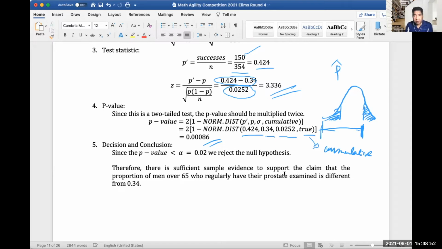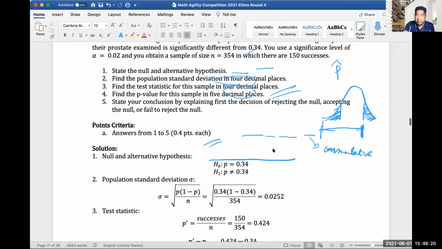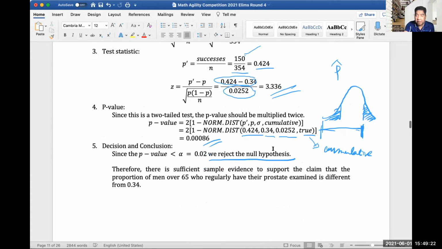Okay, so let's now move to the fifth question, which is the decision. Let's compare the value of our p-value to alpha, which is 0.02. Since our p-value is less than our alpha of 0.02, we reject the null hypothesis. In case it's greater, we would fail to reject the null. We don't say accept the null, but we fail to reject the null.